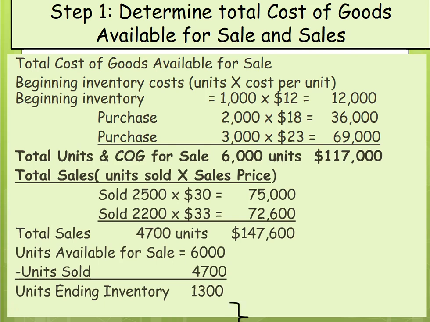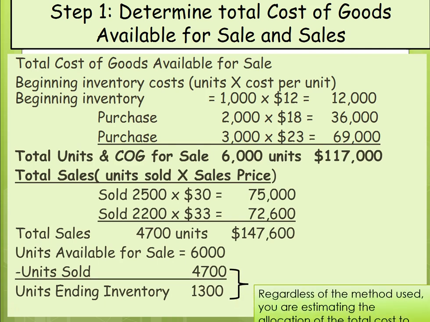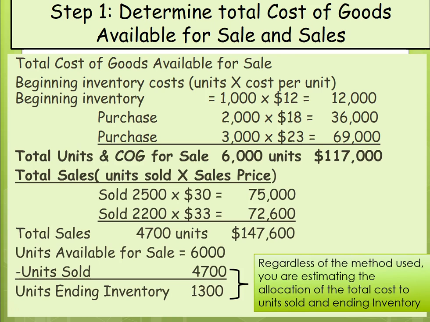Now here's what your goal is. You're now going to allocate the $117,000 between units sold and ending inventory. And when you add those two up, regardless of the method, they have to equal the total cost of goods available for sale and the total units available for sale.